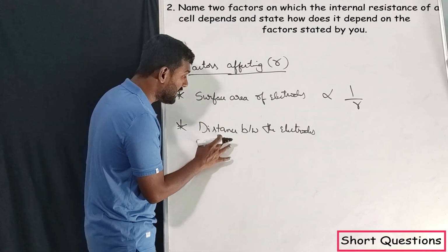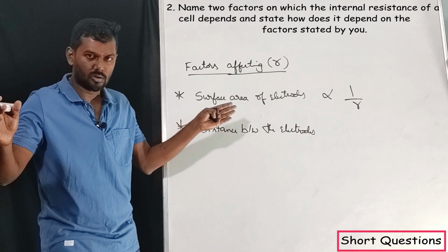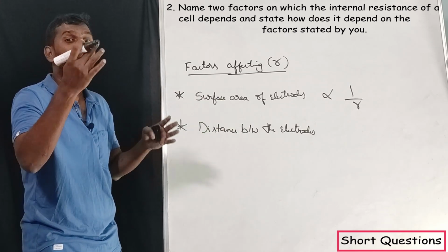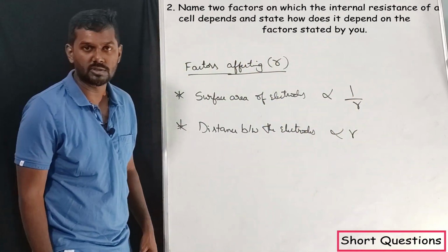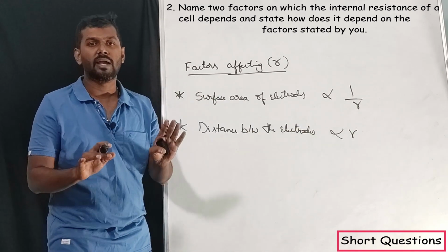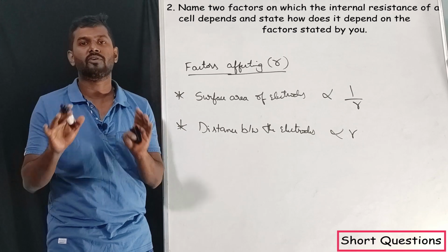Next, distance between the electrodes. The more the distance between the electrodes, the more will be the internal resistance. These two are directly proportional. So these are the two factors, and this is how they affect internal resistance.